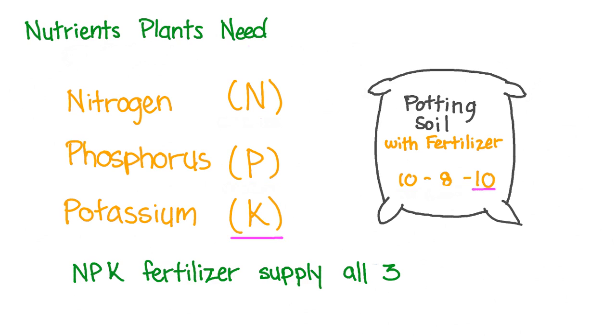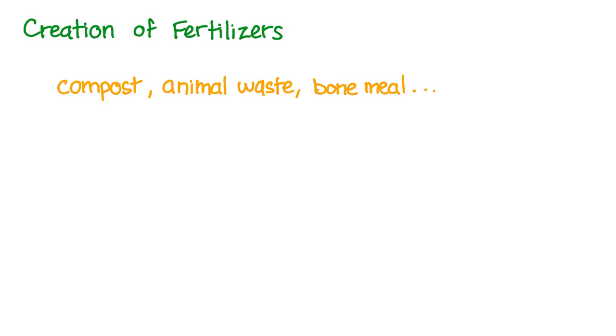So now that we know what elements need to be in fertilizers, how do we go about making them? Well, fertilizers don't need to be anything fancy. Fertilizers can be something as simple as compost, animal waste, or bone meal. Since these kind of fertilizers are biological in origin, they're often called organic fertilizers.